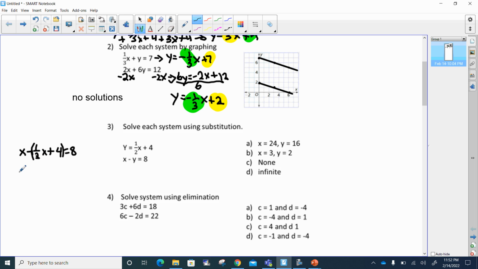So this is going to be x minus 1/2 x. And then negative times a positive 4 will be negative 4. And that will equal 8. Okay? Because y equaled all of this, I have to take that negative and apply it to all of it. And now x minus 1/2 x would be 1/2 x. And then minus 4 equals 8.